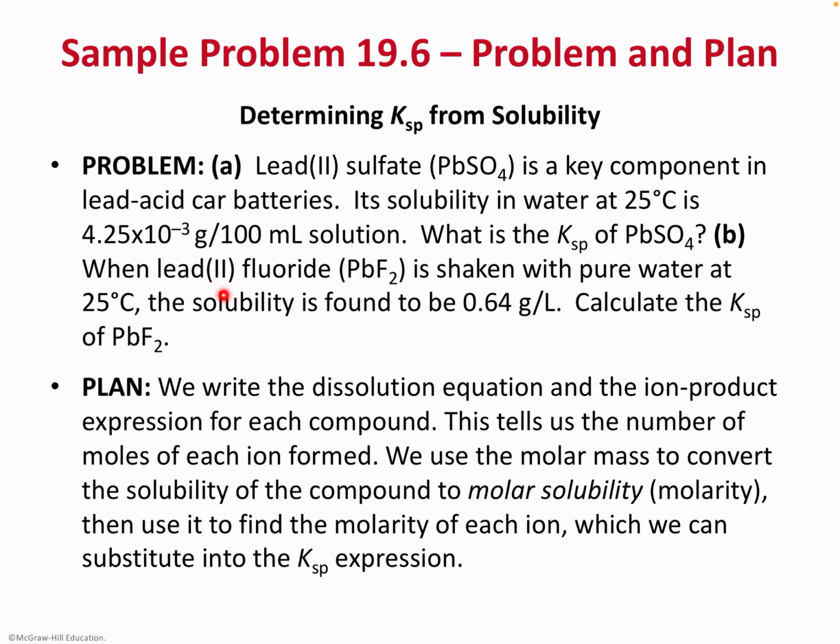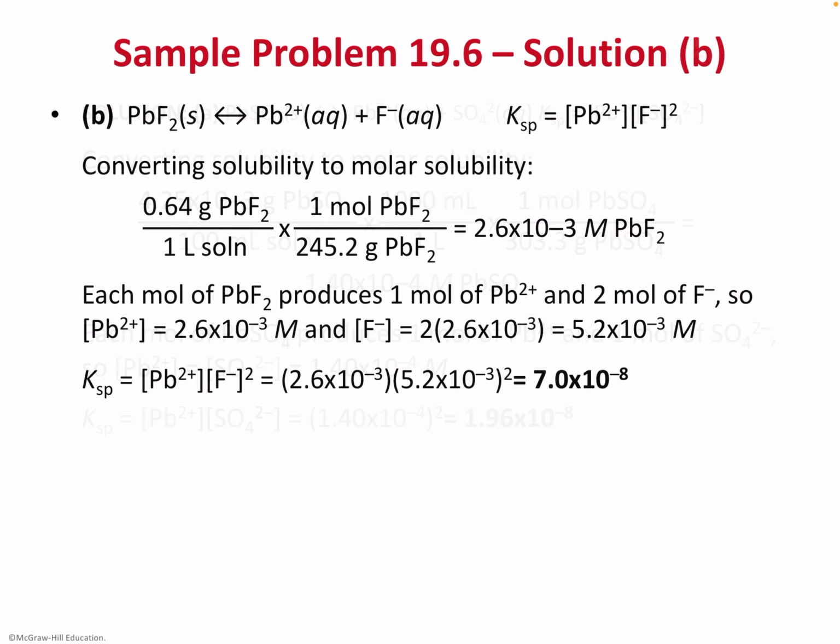So for part 2, now we have lead fluoride shaken with pure water at 25 degrees, the solubility 0.64 grams per liter. Calculate the KSP. Same way, just like we did earlier. Now it's given in grams per liter, so you convert this into molarity by using the molar mass of lead fluoride. Find out the molarity and write down first the expression for the ion product constant, lead ions and 2 fluoride ions, and then you plug in the concentration terms and use the KSP expression to find out the KSP.